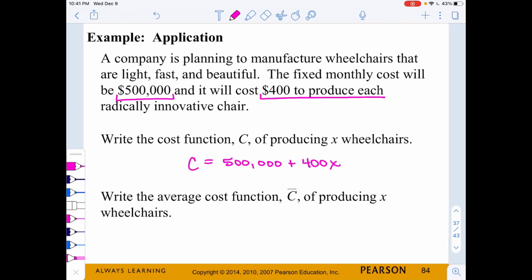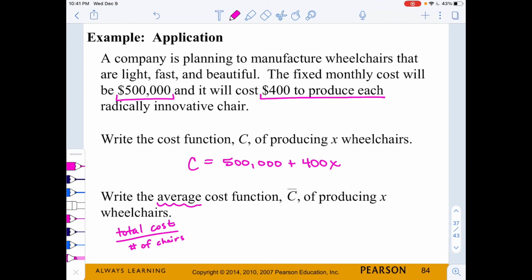Then it says to write the average cost function, and that's where that C bar comes in, of producing x wheelchairs. Well, in general, to find an average, you add all the numbers together and divide by how many you had altogether, kind of like when you're finding an average or a mean cost. So we want to figure out what that total cost is and then divide it by the number of chairs that we end up making.